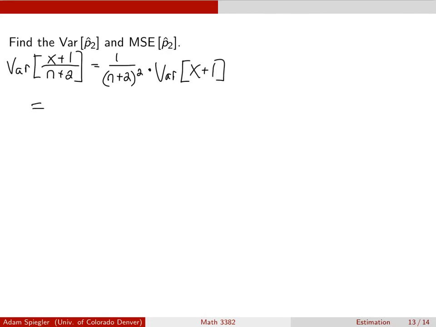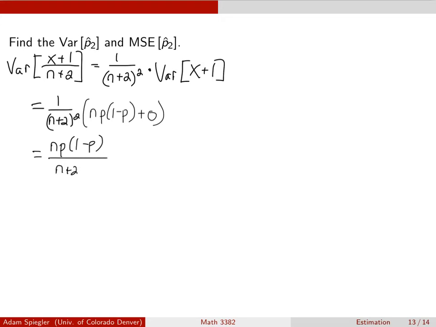And since x is a binomial distribution, then we have 1 over n plus 2 squared. The variance of x for a binomial distribution is n times p times 1 minus p. And we have that shortcut for binomial distribution. And then we add to that the variance of 1, and that's a constant, so it has no variance. So altogether, the variance of this second estimator would be n times p times 1 minus p all over n plus 2 squared.